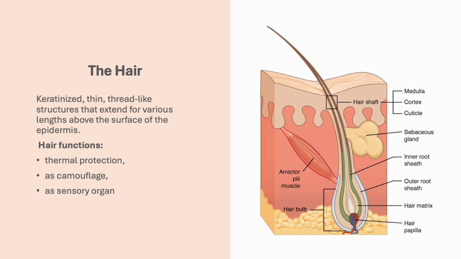Then we have the shaft, which is made up of the medulla, cortex, and cuticle. We also have the inner root sheath and outer root sheath as part of the hair. So we have three types of hair.